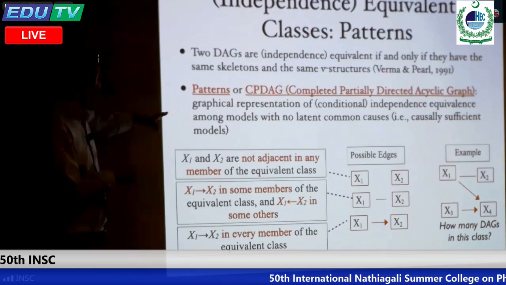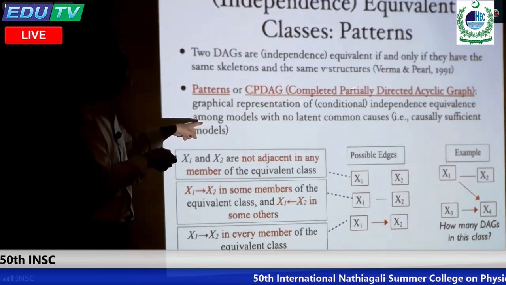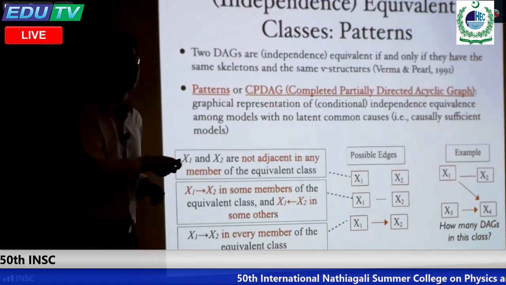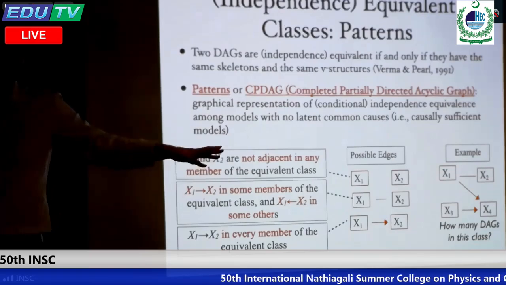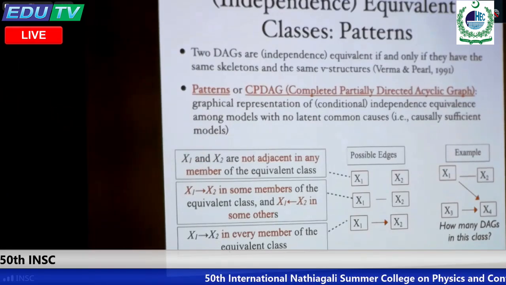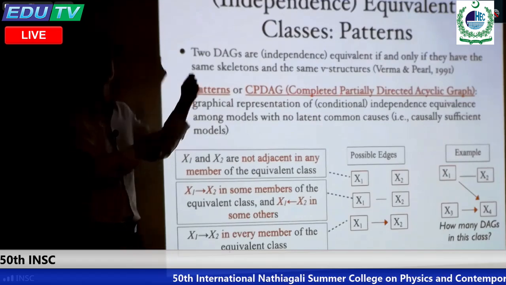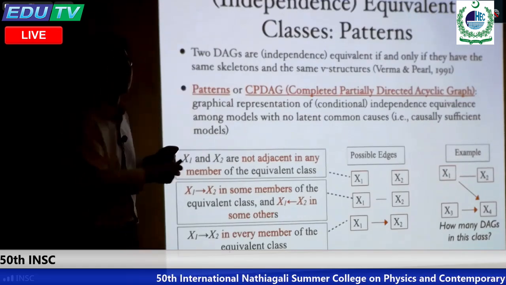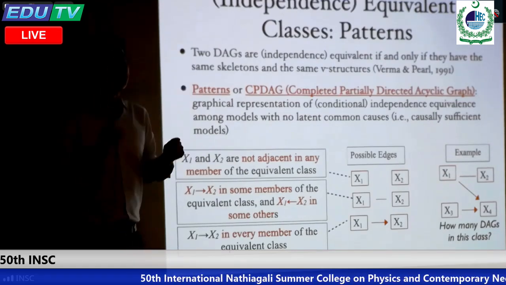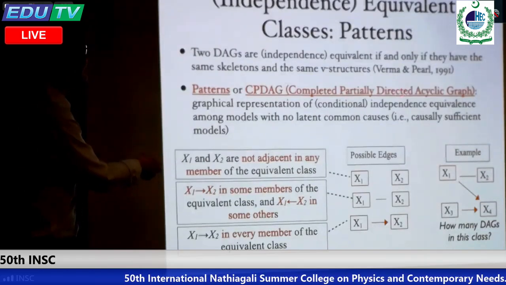Pattern is also known as CPDAG, completed partially directed acyclic graph. I know there's a lot of terminology, right? But if you know what it means, then everything will be simple. So it's completed because you cannot go further anymore. It's partially directed because some links may not be directed, and it's a directed acyclic graph.